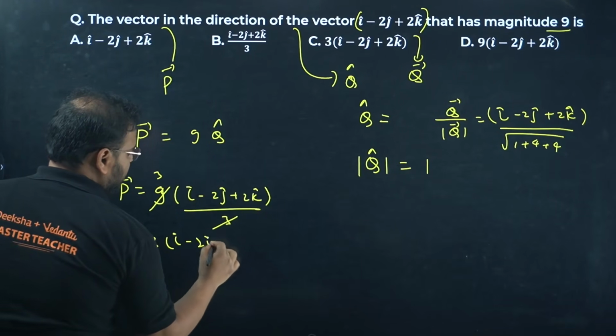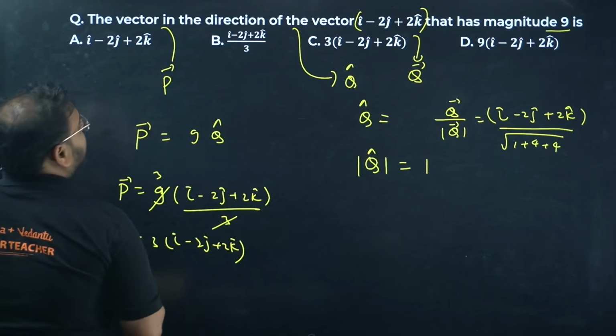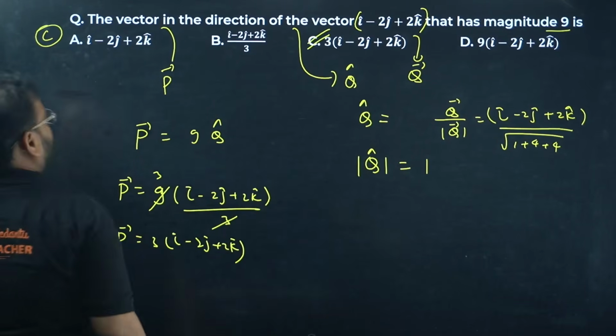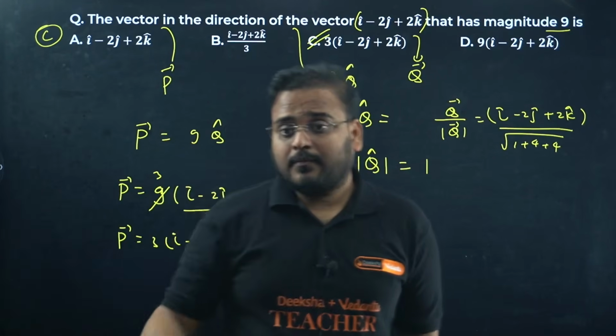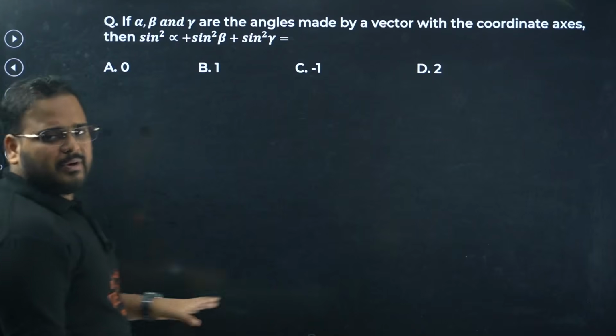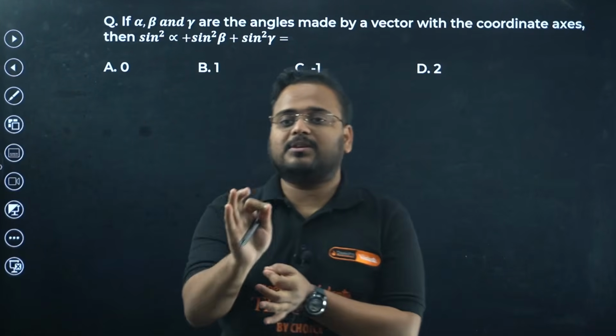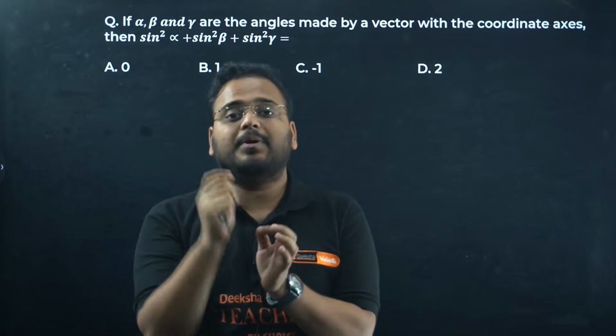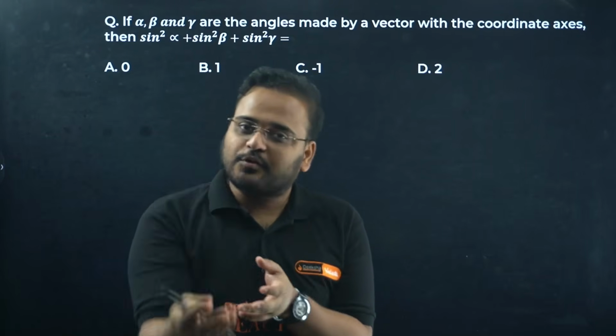3i minus 2j plus 2k. That is option C. Okay, clear? Done? Yes, simple question. As I mentioned, a straightforward concept-based question can be asked over here, whether it is board or KCET. You have to be patient, wait for those questions, look for those questions and get the result.